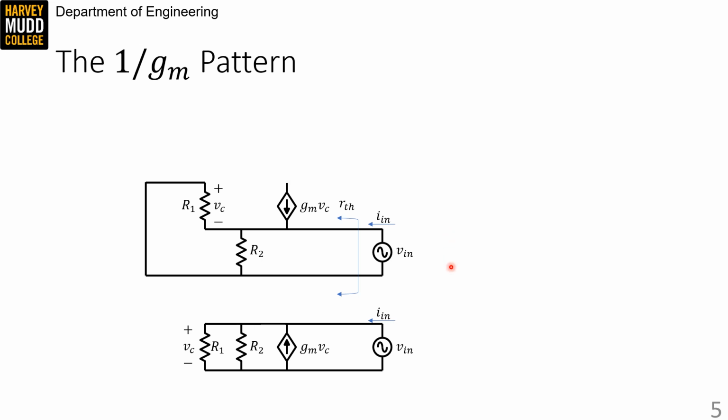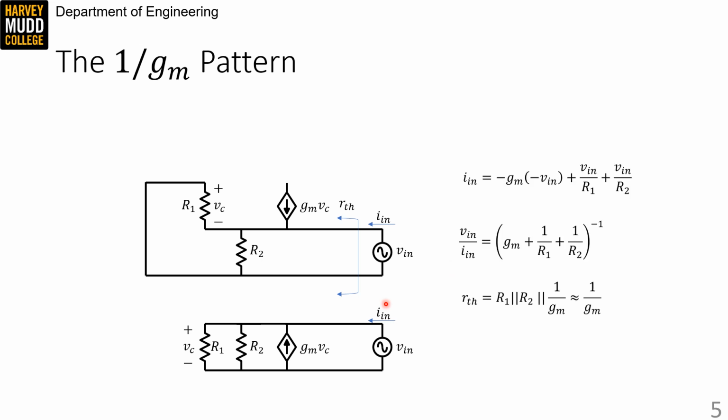I'd like you to pause the video and try to find RTH. In this video, we're applying a voltage source directly to the control resistor R1, right? Vc is just equal to Vin. And we note this when we write our KCL equation at the top node of the circuit. GM times Vin produces the amount of current that we are going to see in the circuit.